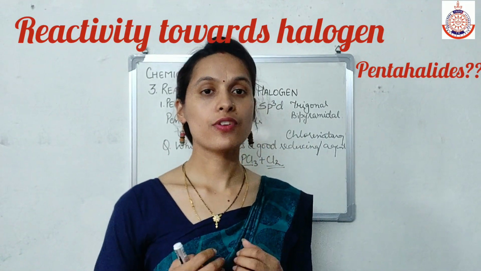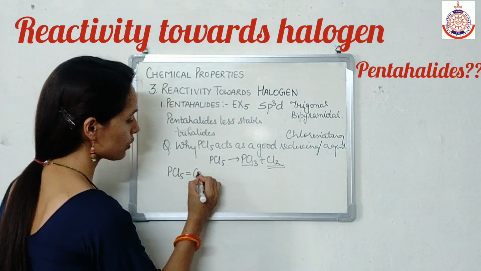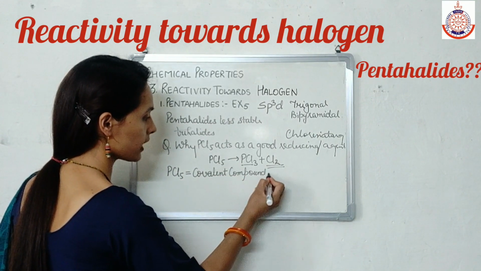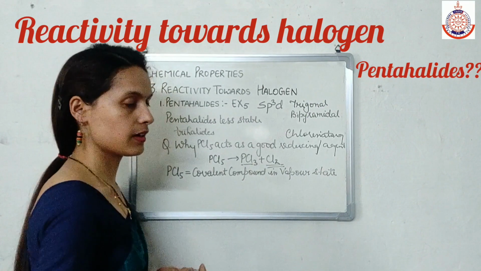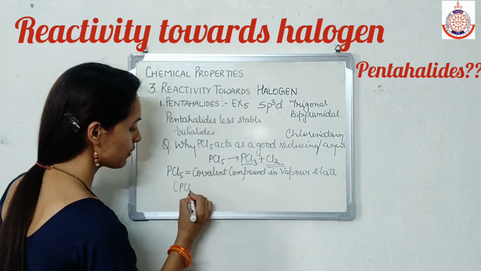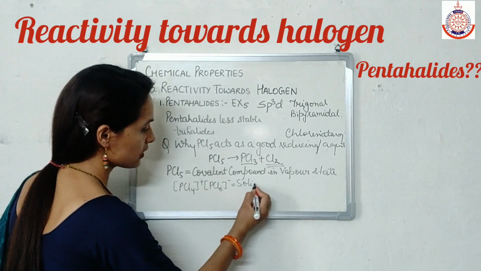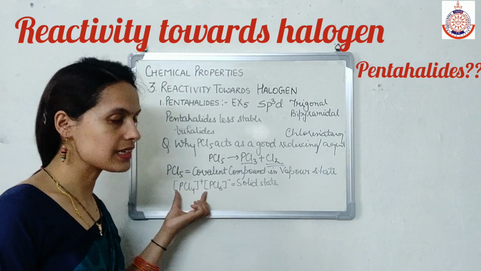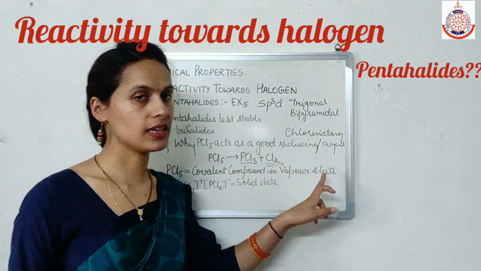Now if we talk about the vapor phase, PCl5 acts as a covalent compound. PCl5 acts as a covalent compound in the vapor state. But if I talk about the solid state, PCl5 exists as PCl4 positive and PCl6 negative. So in this way PCl5 exists in the solid state. Means in the solid state it exists in the form of an ionic compound, whereas in the vapor state it is present in the covalent form.